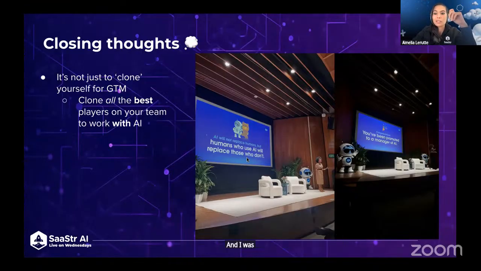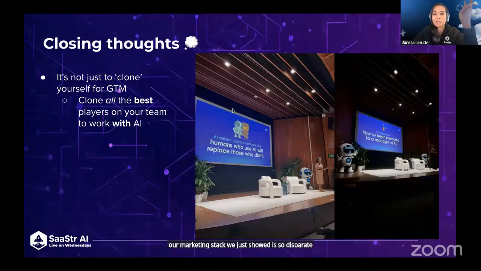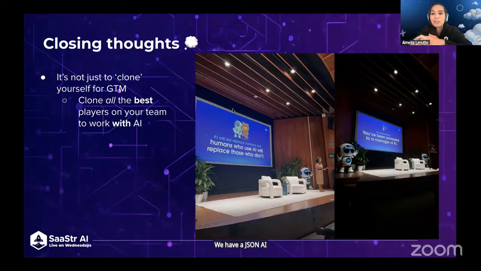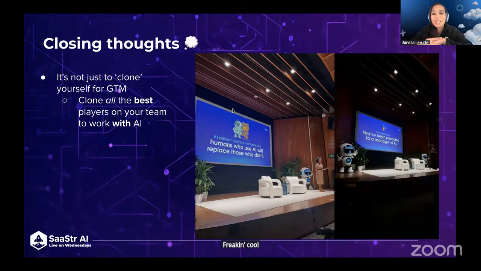And I was like, no, because even though our stack is hyper personalized and specialized, right? Like you just saw, I use Qualified for some things, Artisan for others. Our marketing stack we just showed is so disparate, like 10 different tools across the stack. We have a Jason AI that's Delphi. We have an Amelia AI that's Qualified. I'm literally doing a voice and video test with them later. I have a Linden agent I'm rolling out on Agentforce where you can call it and ask it what sessions to go to. Like that's freaking cool. And someone was like, aren't you worried that these agents won't talk to each other?